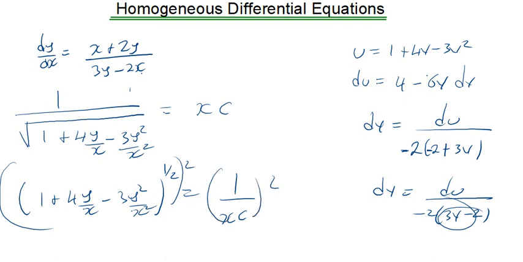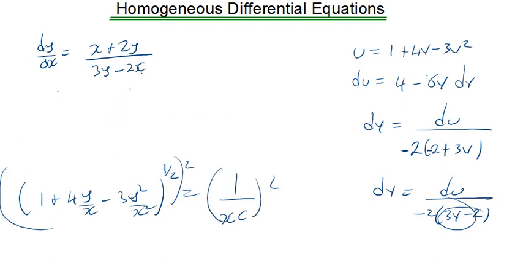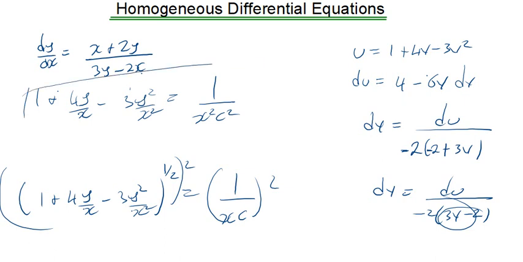I do the same on this side. So now this is going to be 1 plus 4y over x minus 3y squared over x squared equals 1 over x squared multiplied by c squared. That's what you're going to have. I'll leave it at this stage. You can go ahead and put it in terms of y, if you like. And that's simply how we go about that one.